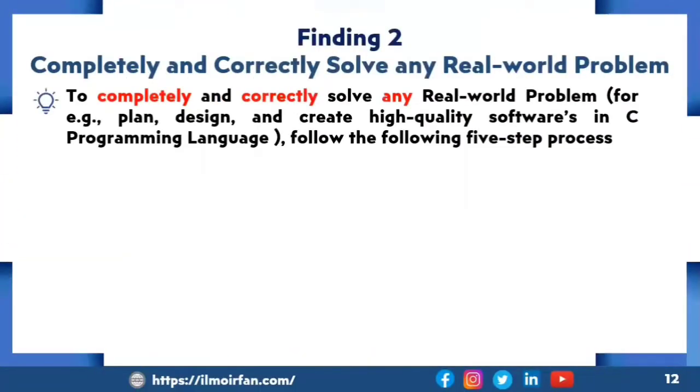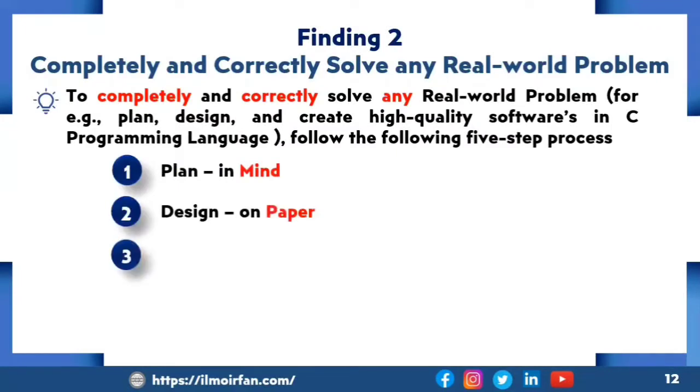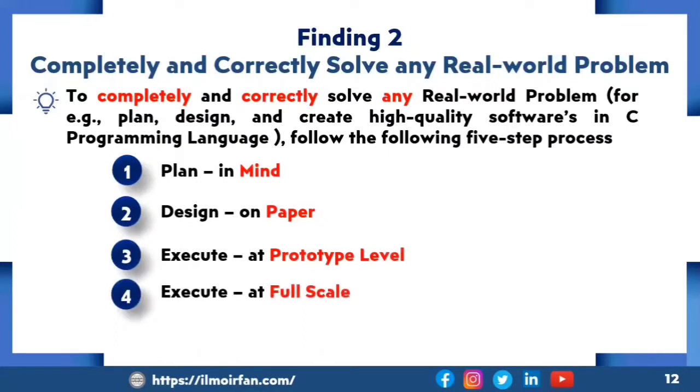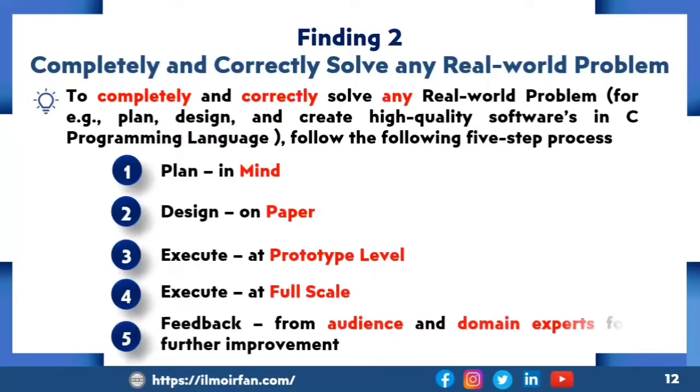Finding 2 is completely and correctly solving any real world problem. To completely and correctly solve any real world problem, for example, plan, design, and create high quality software in C programming language, follow the following 5-step process. Number 1, plan in mind. Number 2, design on paper. Number 3, execute at prototype level. Number 4, execute at full scale. And number 5, feedback from audience and domain experts for further improvement.